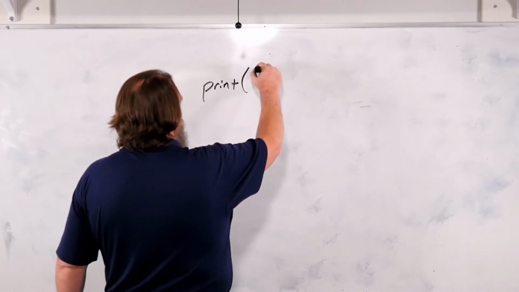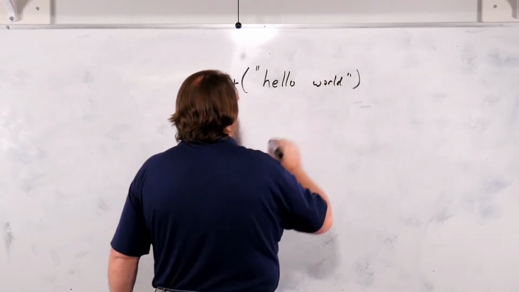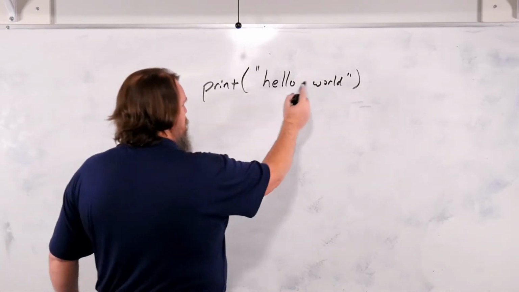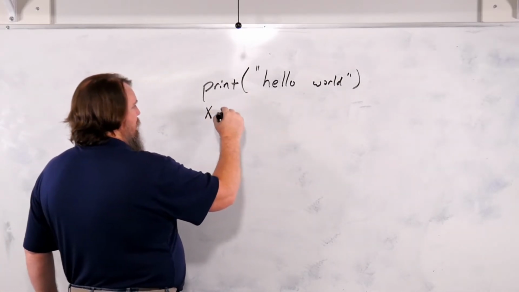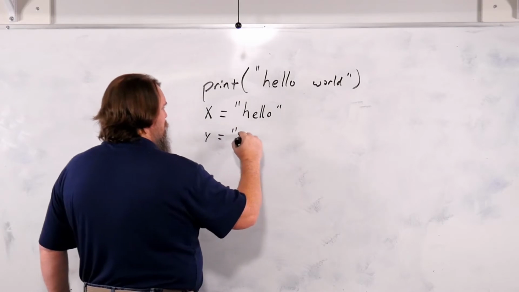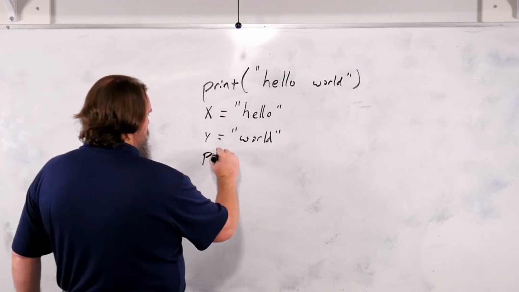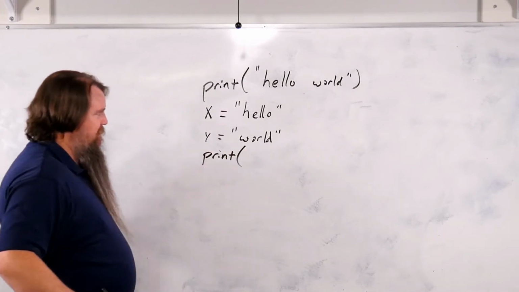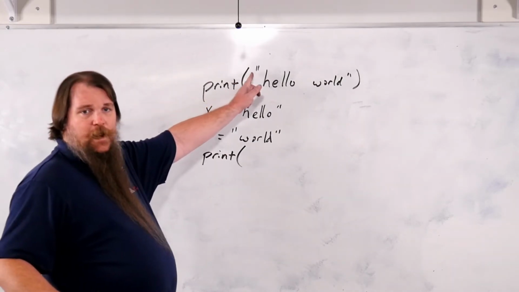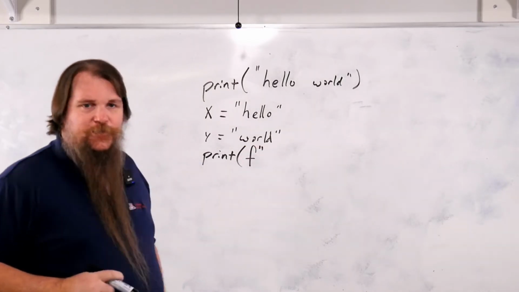So we already know that we can do something like print hello world. All right? And so it will simply print that string. But what if I wanted to treat each of these as a variable? I could say x equals hello, y equals world. And now what I can do is I can do a print. It's still going to be a string, but right before the double quote, I'm going to put the character F. F double quote. This means it's an F string.